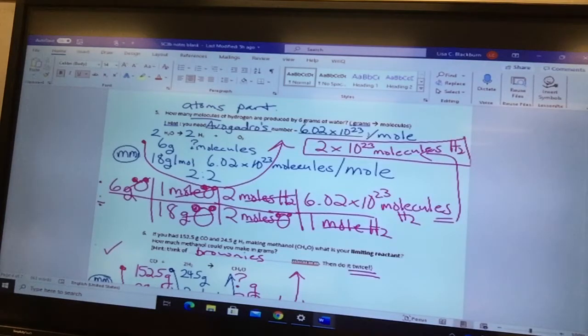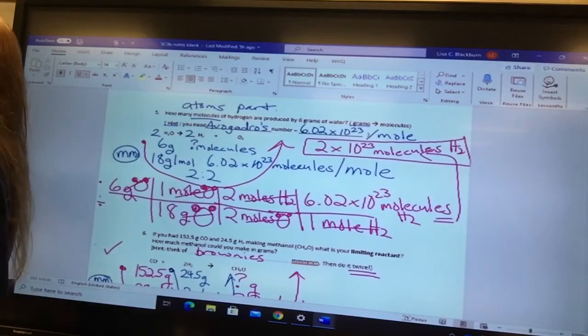So now, everything on top you multiply, everything on bottom you divide. Would you put the Avogadro's number in parentheses when you do it? You don't have to. If you use your EE button on your calculator, you don't have to do that. And the answer is 2 times 10 to the 23rd molecules of hydrogen gas. So, try it on your calculator.